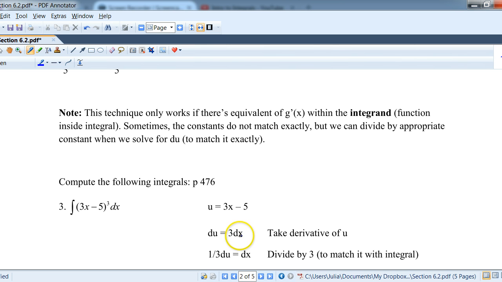We always attach the dx. Notice there is no 3 outside of the parentheses; the inside function does not count, and there is no 3 outside of it. So what do we have to do? Typically what I do is divide both sides by 3, so we get 1/3 du equals dx. And again, now we can substitute.